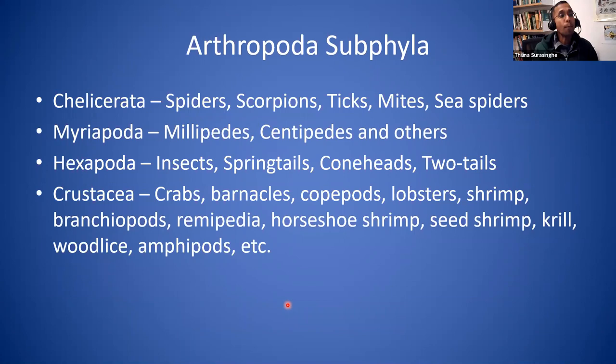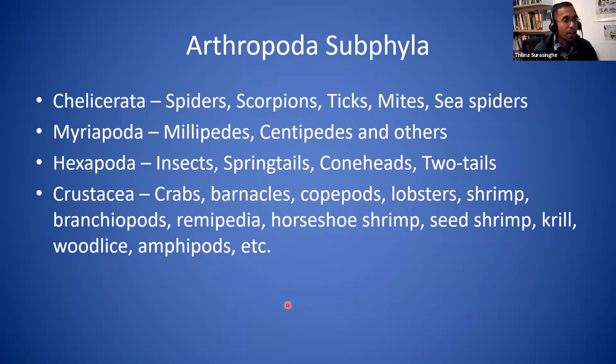Myriapoda means multiple, having multiple legs, right? So millipedes and centipedes are the examples. Now Chelicerata, chelicerae means like claws, right? Hexapoda, hex means six, poda means limbs, six-legged creatures, insects largely. Crustacea, sort of crusted animals having a thick crust on them: crabs, barnacles, copepods, lobsters, shrimps, all the other cool stuff that you find.